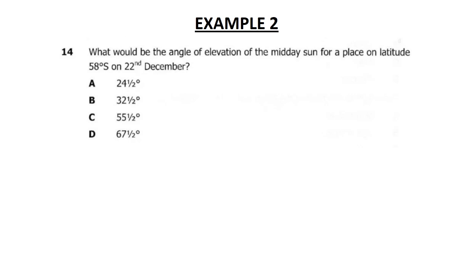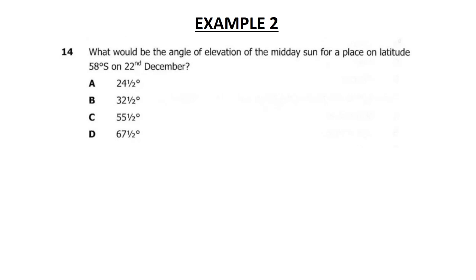What would be the angle of elevation of the midday sun for a place on latitude 58 degrees south on 22nd December? Before you even start doing all your calculations, make sure you have seen the place. The place they have told us is 58 degrees south, so we are in the southern hemisphere. Now, where is the sun? On 22nd December, the sun is also in the southern hemisphere.